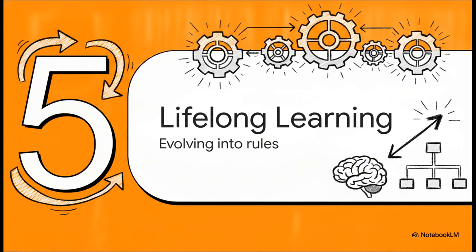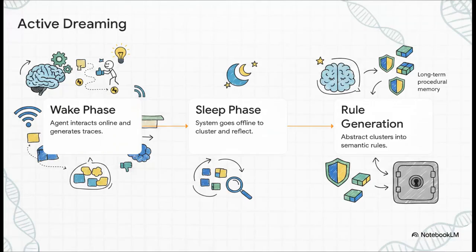Let's jump to Section 5, Consolidating Lifelong Learning, where we evolve raw data into hardened rules. This is where things get genuinely fascinating. We're talking about a biologically inspired framework called active dreaming memory. It works in 3 phases. First is the wake phase. The agent is online, attempting tasks, and just generating raw episodic traces of its wins and losses.